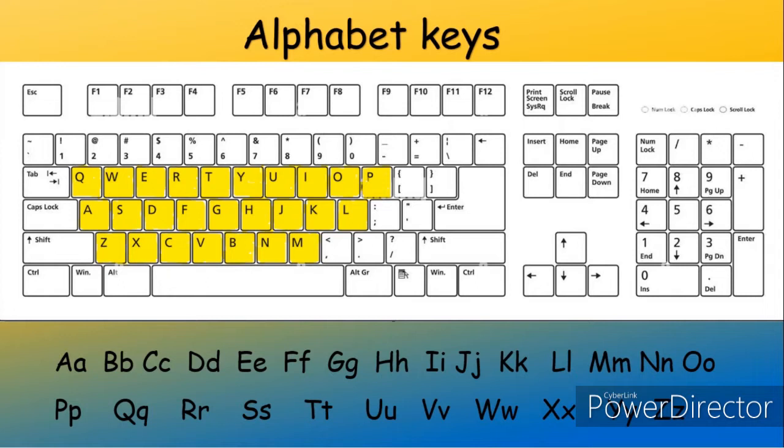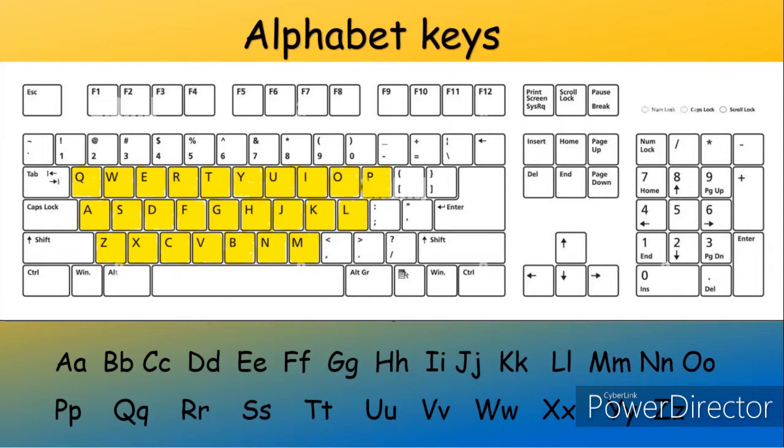So, first, let's discuss the capital letters and the small letters, or the lower case letters. This is letter a and this is capital A. This is b and this is capital B. This is c and this is capital C. This is d and this is capital D.